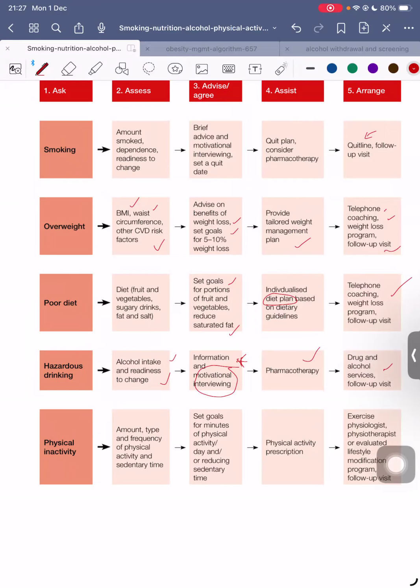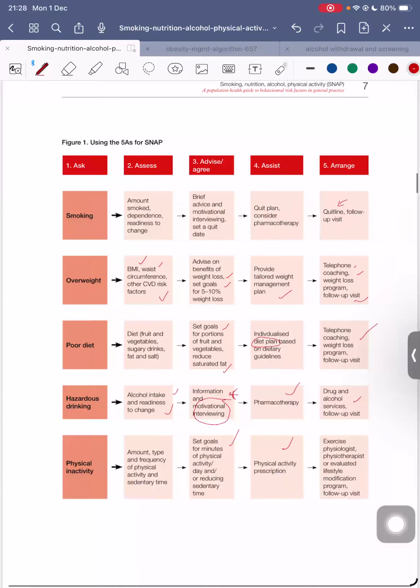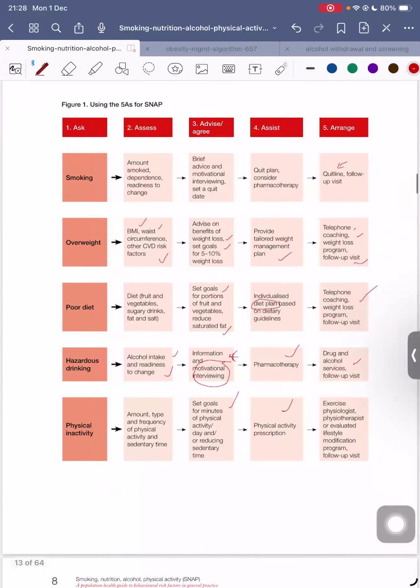For physical activity, we have to ask about the amount, type, and frequency of their physical activity. Then the same: set goals for minutes of physical activity per day and reducing sedentary time. Assist with a physical activity prescription. Arrange referral to an exercise physiologist, physiotherapist, or lifestyle modification program. Okay, these are the five As of how we should assess the patient.